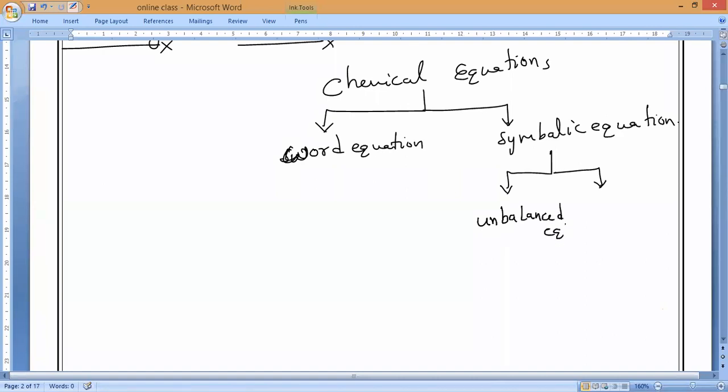Unbalanced equation. And the second one is what? Balanced equation. Okay. So this unbalanced equation, we can also call a skeletal equation. What do we call it, guys? Skeletal equation. So please remember that.